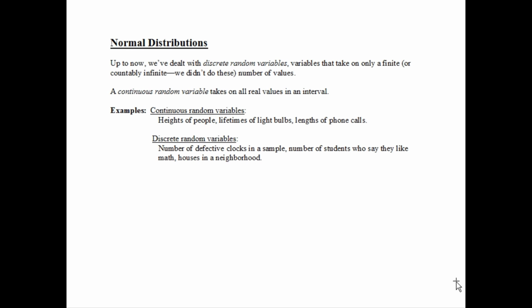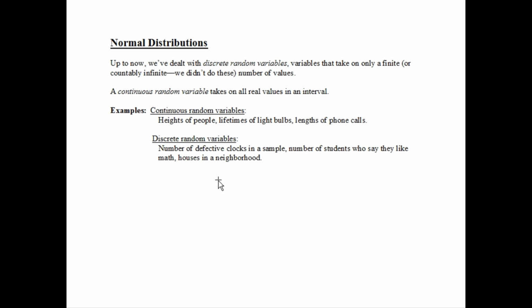Previously, we've dealt with what are known as discrete random variables. These are variables that take on only a finite or countable number of values. Examples of discrete variables would be the number of defective clocks in a sample, the number of students who say they like math, houses in a neighborhood, things like that.